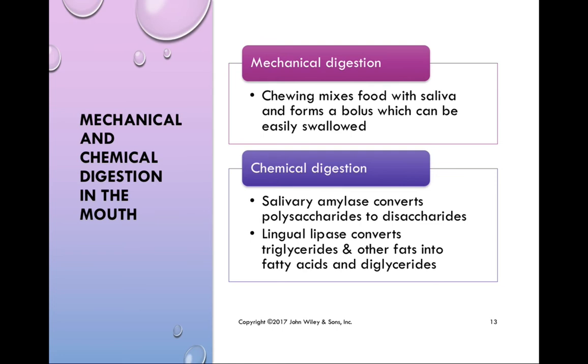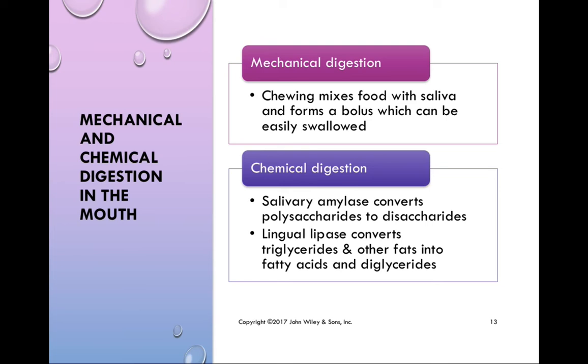To put definitions with each of these terms, mechanical digestion refers to the physical breakdown and churning up of food. This process turns food into a paste, which is referred to as a bolus. We do typically tend to think of mechanical digestion as being the major process that starts in the mouth. However, chemical digestion will in fact also begin taking place in the mouth as well.